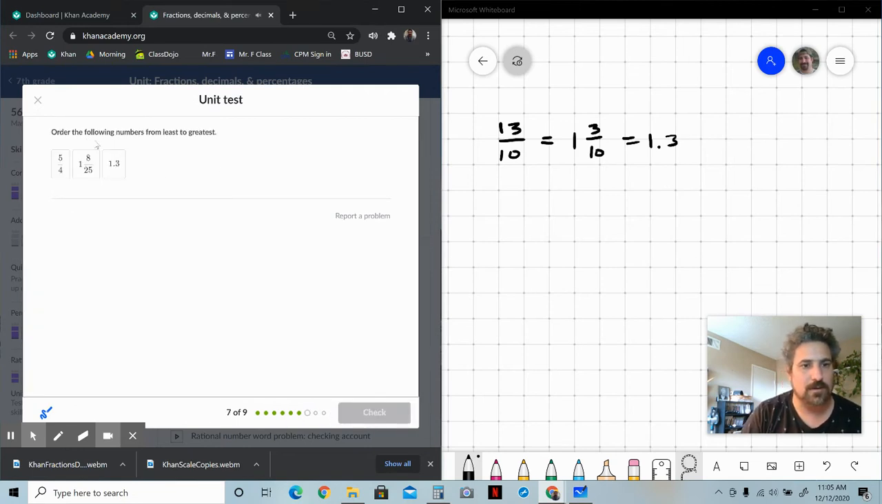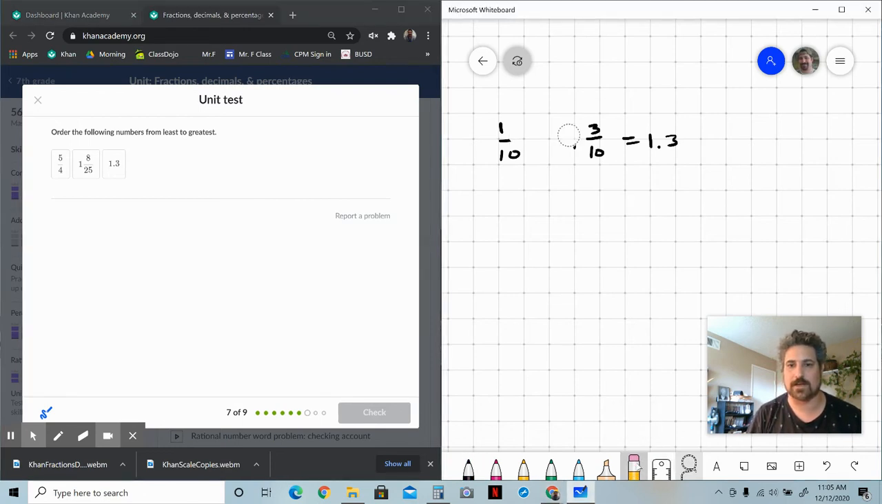Order the following numbers from least to greatest. Okay, so when you're doing something from least to greatest, you just want to make sure that you're thinking of the values carefully. So you've got fractions and you've got decimals. I'd make them all fractions or all decimals. I think it's easier just to make them all fractions in this case. So what is 5/4 equivalent to? That's 1 1/4, which is 1.25.